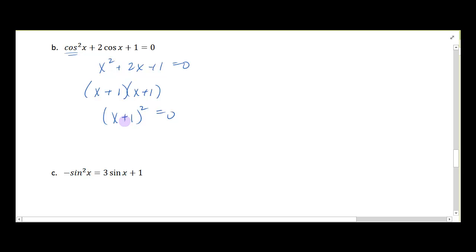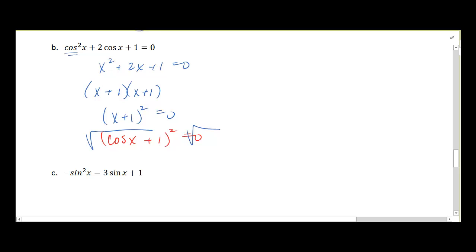So now that I already have done the hard work of factoring this, let's replace x with the cosine of x. Cosine of x plus 1, quantity squared equals 0. Because it's the same thing. I can factor a trinomial even with these trig terms in here to get back into this form right here. To solve this equation, we're going to take the square root of both sides.